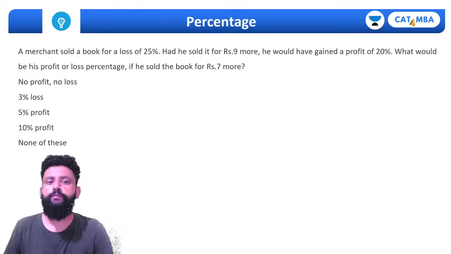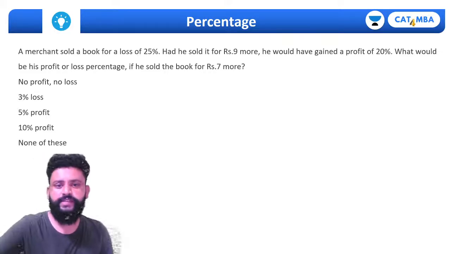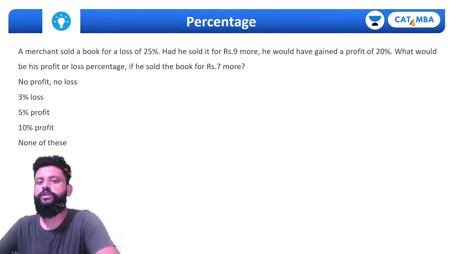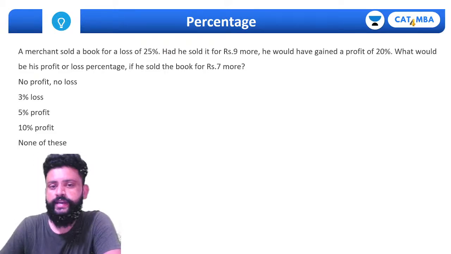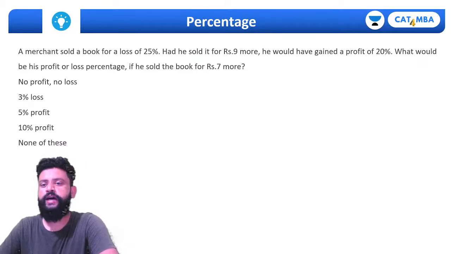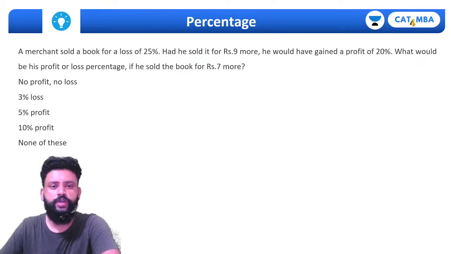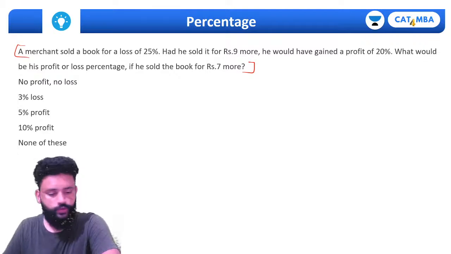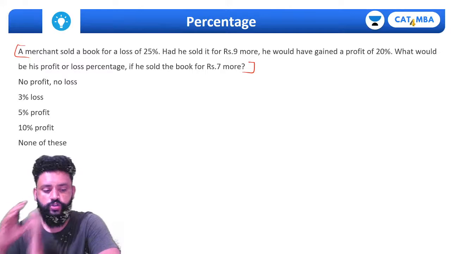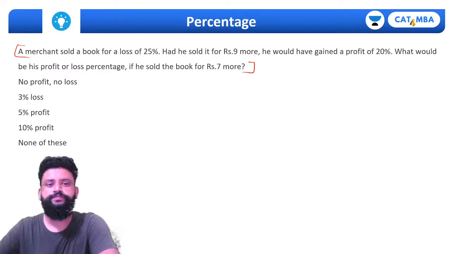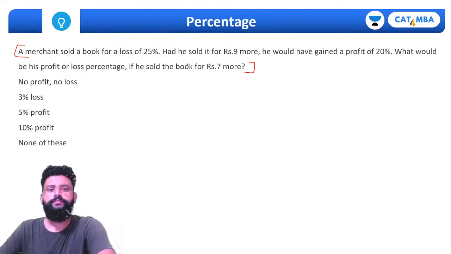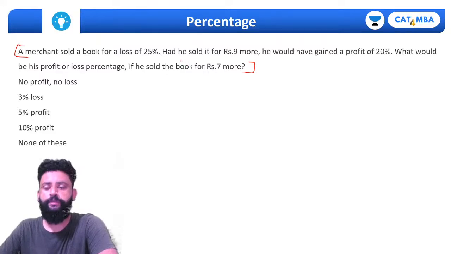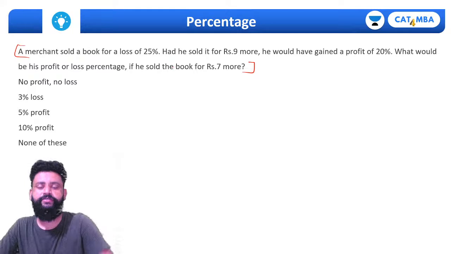A merchant sold a book for a loss of 25%. Had he sold it for rupees 9 more, he would have gained 20%. So now this is going to be a really tricky question. Those who are with me, I want you to try it quickly. Let me know in the comment section if you know the answer for this question and how to solve it. A really tricky question, not that tough at all, but if your percentage basics are okay, you can definitely solve it.